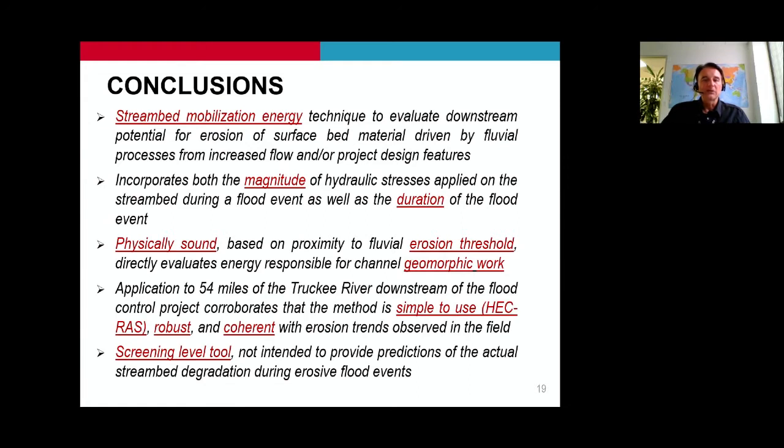However, this methodology is not intended to provide definitive conclusions regarding the actual stream bed degradation during erosive flood events or to supply design parameters for any remediation measures. It is a screening level tool for evaluating relative impacts in erosion critical reaches that may require further geomorphic slope stability or sediment transport analysis.